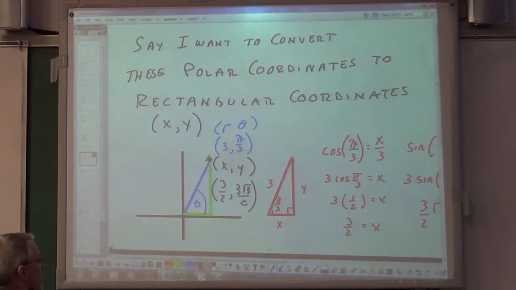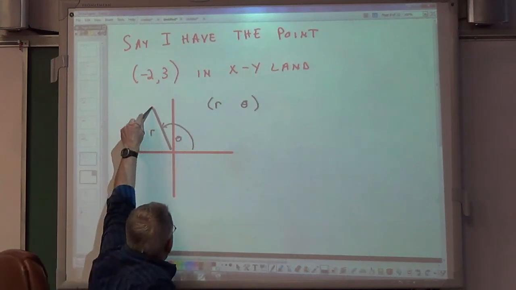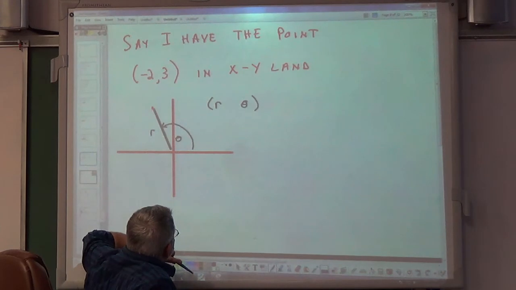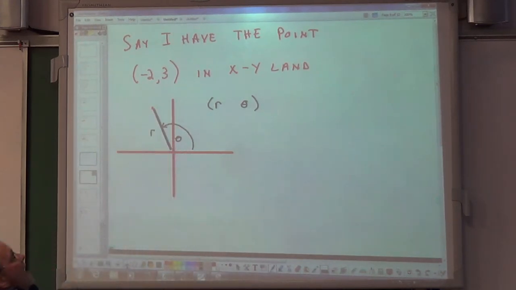What if my question was, say I had the point -2, 3 in xy land, and I want to convert that to polar coordinates. Well, what am I wanting? I'm wanting this r and that theta. I want that distance and that theta. That's what I want. And I notice now that I'm in quadrant 2. This is going to be very important.